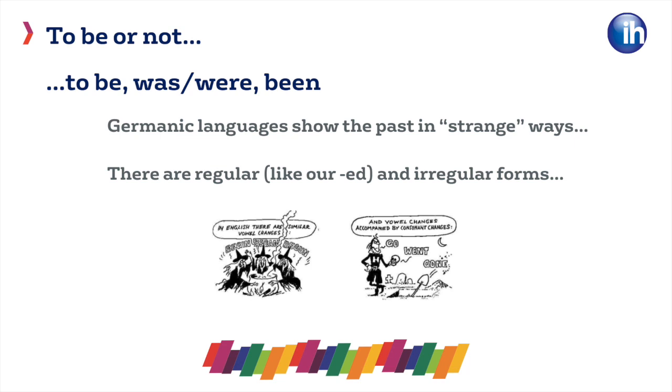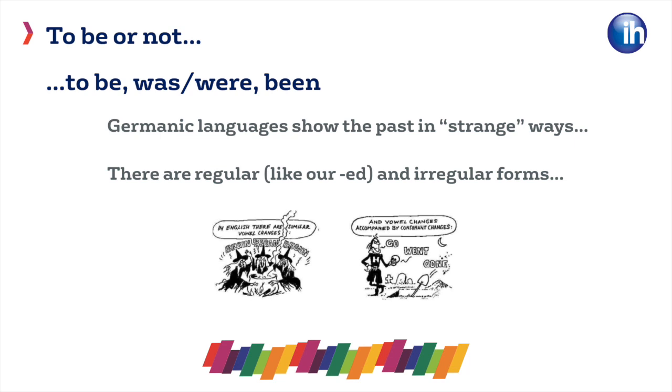To get us going on this idea of verbs, let's take a quote that all of you know: "To be or not to be," all the way back from Shakespeare's time in Hamlet. Or in my version, "to be or not to be was were being." What is this all about? Well, the verb to be is a very rich verb. It has many different forms, and Germanic languages in general show past in kind of strange ways. There are regular forms where we add the ed, and then there are the irregular forms.